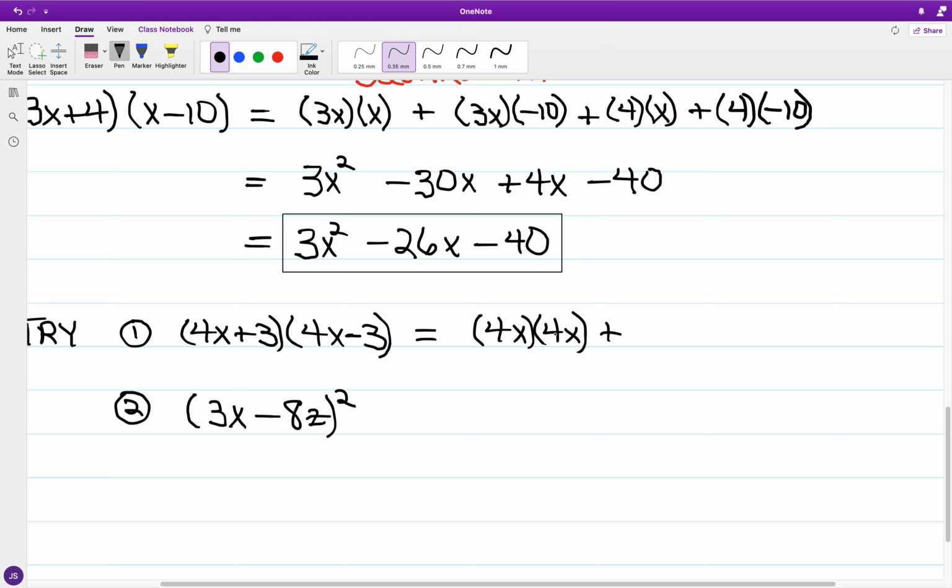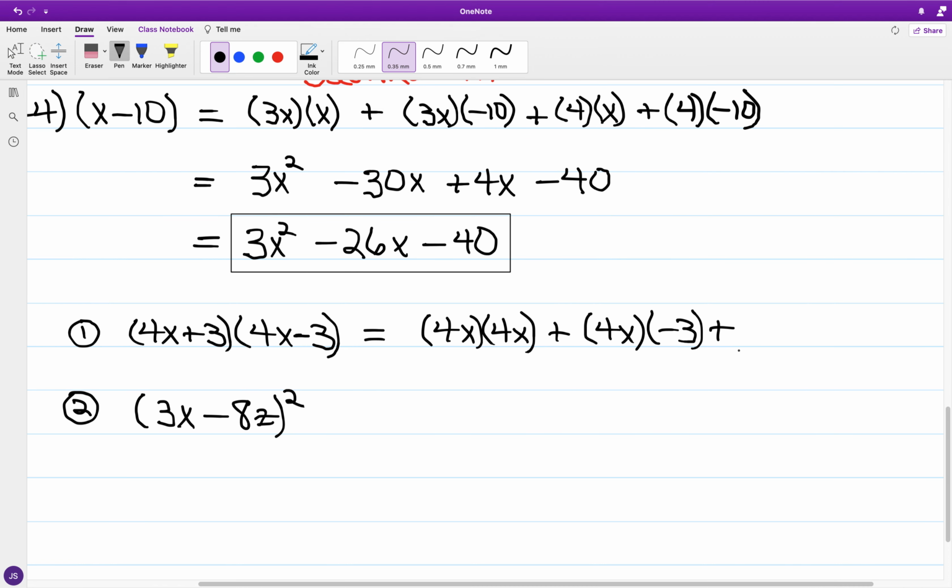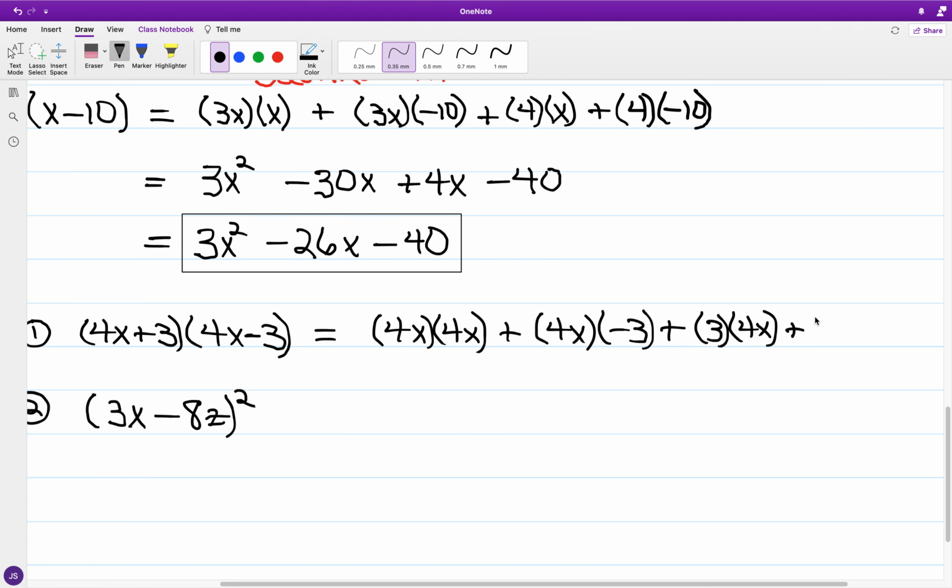Okay, so this will be the makeup in setting up the first product. For the outside product, we have forming from the terms 4x times negative 3. Then with the inside, we have 3 times 4x. And for the last product, we have resulting from 3 times negative 3.